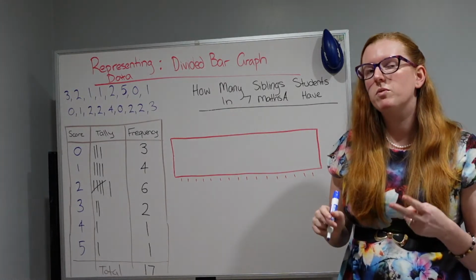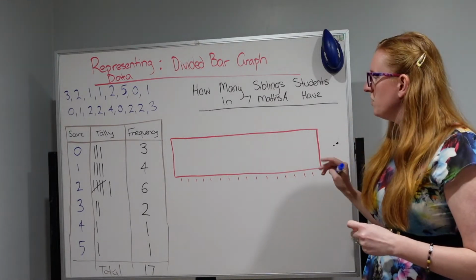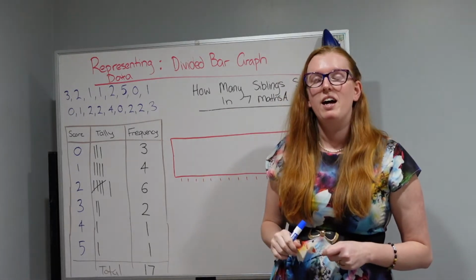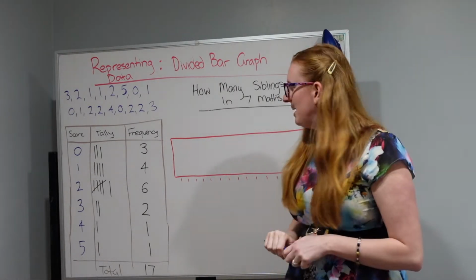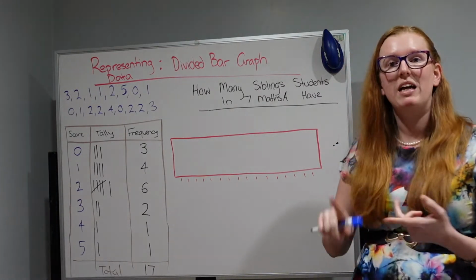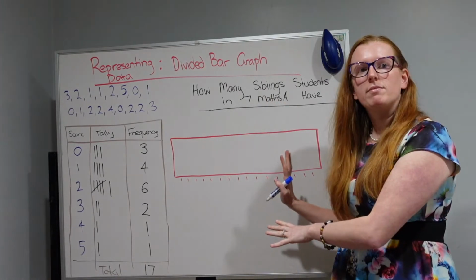Now, there are two different ways that you can break up your divided bar graph. You can do it the Mrs. Walters way, which is what you do when you don't have a ruler with you, or you can do it the proper way, which is where you will need a ruler and you'll need a calculator as well. But first, I'll show you my way.